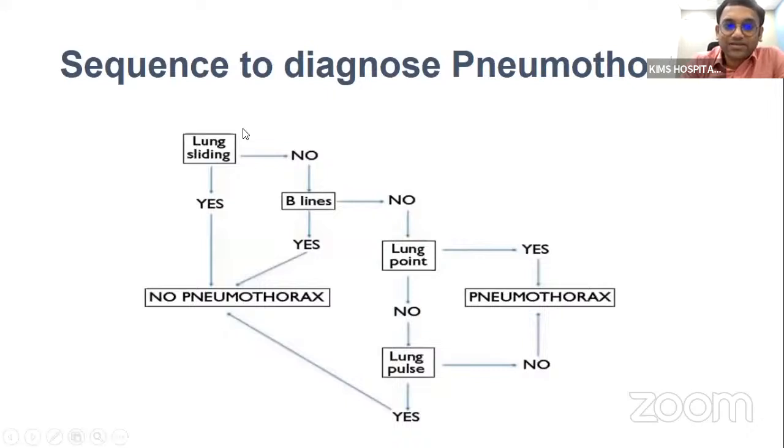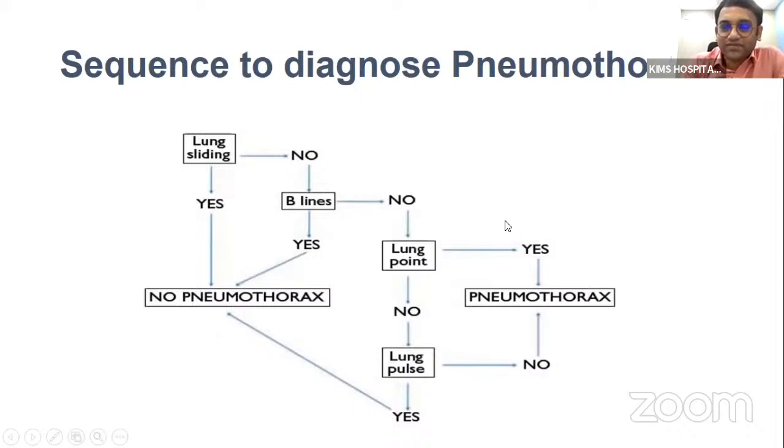So we're not diagnosing pneumothorax. If you suspect the baby is having respiratory distress with a differential air entry, rather than asking for and waiting for a chest X-ray, we can do the lung ultrasonography. If you find the lung sliding sign is present, then definitely there is no pneumothorax. If the lung sliding sign is absent, then we look for the B lines. If the B lines are there, then also there is no pneumothorax. If the lung sliding is not there and the B lines are not there, then we look for the lung point. If the lung point is there, then there is pneumothorax. If the lung point is not there, then we look for the lung pulse. If the lung pulse is there, then there is no pneumothorax. If the lung pulse is also not there, then it is a pneumothorax.